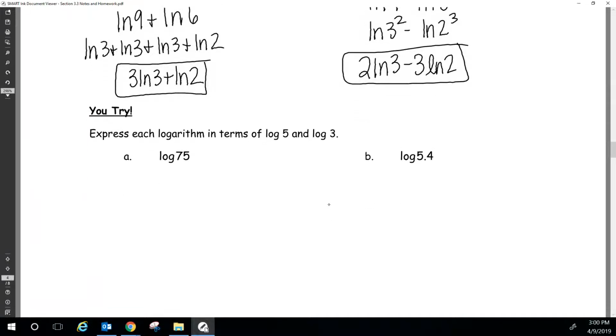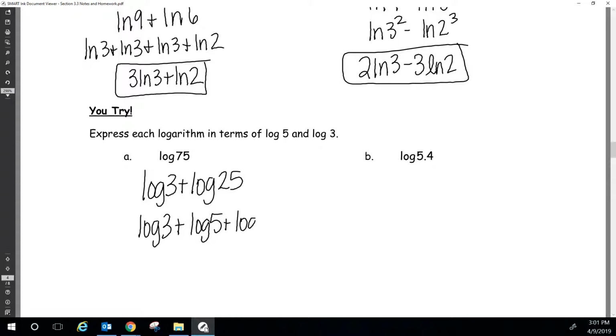All right, for our U-tries, this time we're trying to break it down into 5s and 3s. Well, I know 75 is 3 times 25. And since it's multiplied, I'm going to break it down to 2 logs where I'm adding in between. And then 25 is 5 times 5. So I can break that down into 2 logs, 5 and 5. And I can add those guys together since they're the same log and make that 2 log 5.